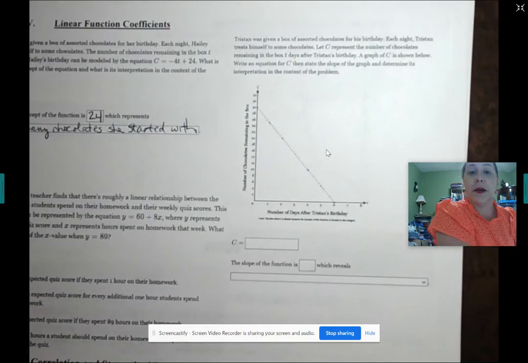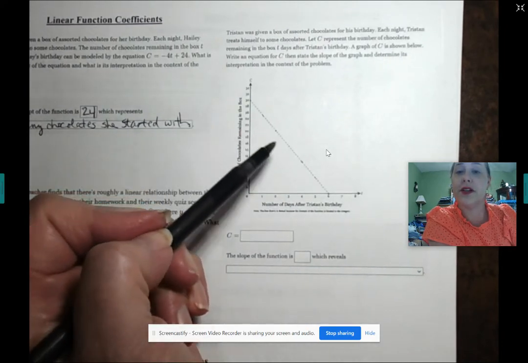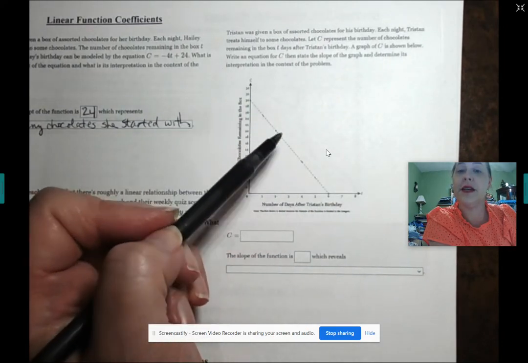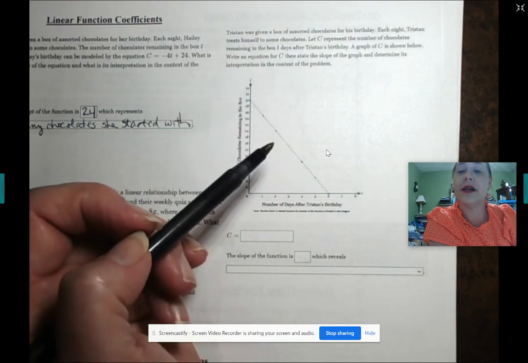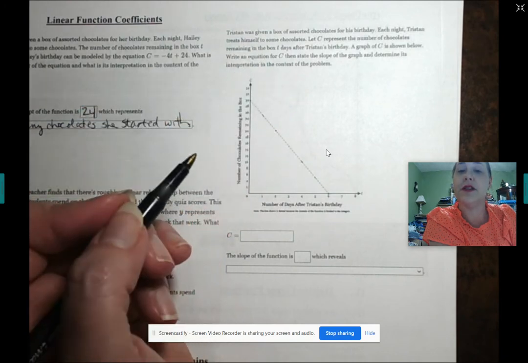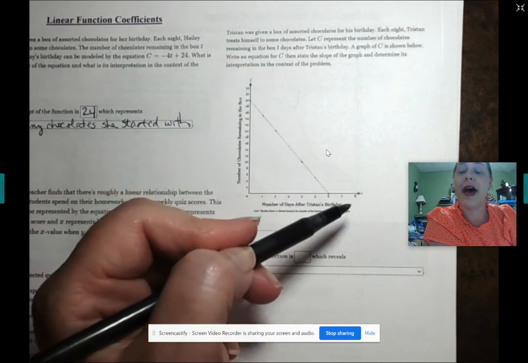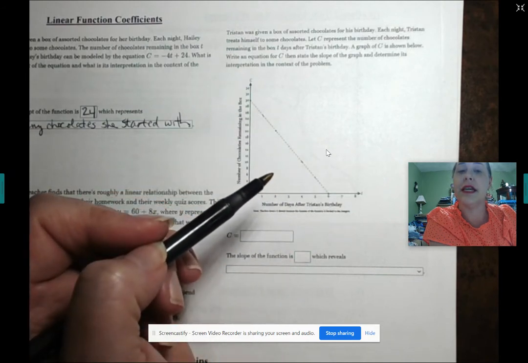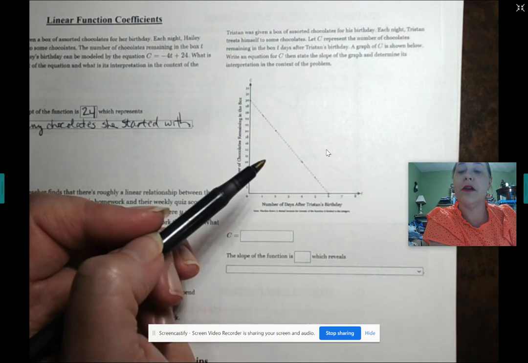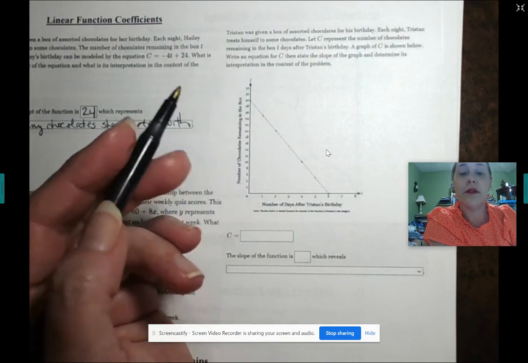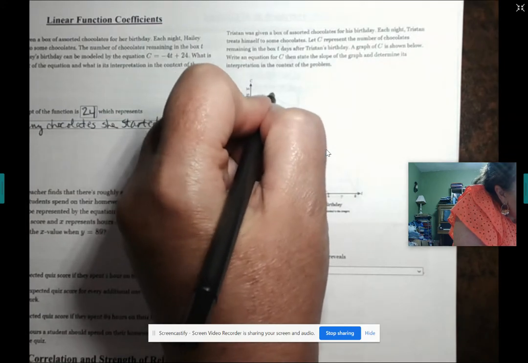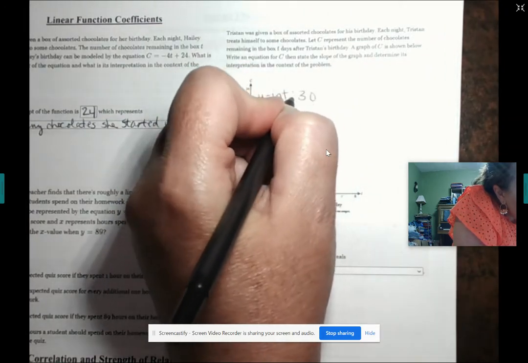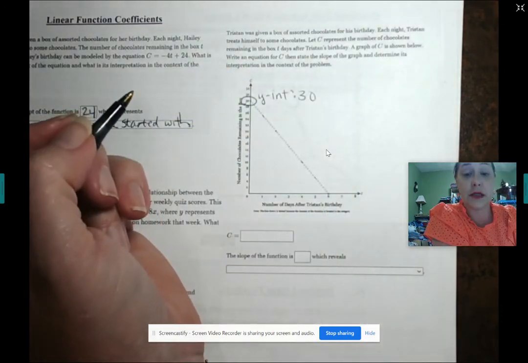Here's another chocolates problem. Tristan was given a box of assorted chocolates for his birthday. Every night he treated himself to some chocolates. Let C represent the number of chocolates remaining in the box, T days after Tristan's birthday. This is a graph of that function called C. Write an equation, then state the slope of the graph and interpret it. So if you look at this, we start with 30. So the y-intercept is 30. That's how many chocolates were in Tristan's box, right?